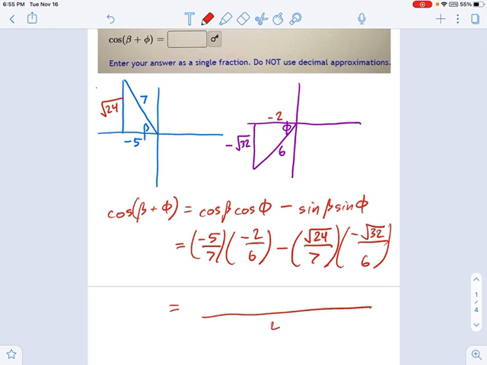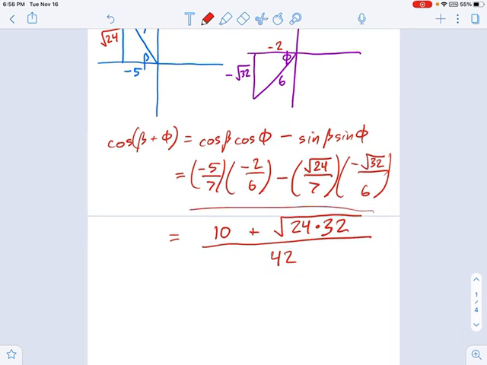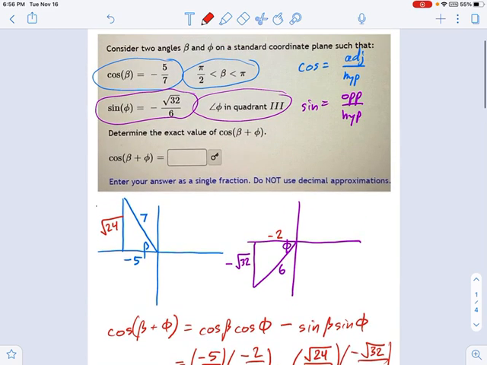At the very least, I could put it all in a fraction with 42 in the denominator. We know that 6 times 7 is 42. I can see common denominators. Now let's simplify a little on the top. Negative 5 times negative 2 is 10. Negative radical 24 times negative radical 32. At least we could do this much even without a calculator. If you don't have a calculator, fine, just leave it like that and punch it in. But if you do have a calculator and want to simplify this a little bit, go for it. I'll leave you to work that out on your own. It's not really crucial to this video, but that's the idea. That's how we find the missing information using a standard coordinate plane.